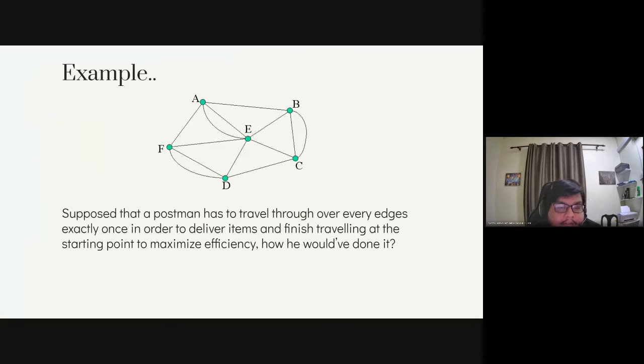Okay, this is an example from what we discussed earlier regarding the postman. Suppose that a postman has to travel over every edge exactly once in order to deliver items and finish traveling at the starting point to maximize efficiency. How would he have done it?